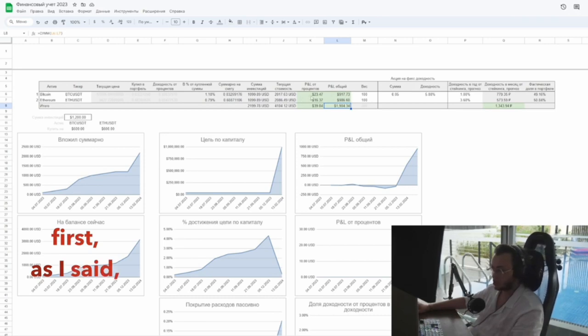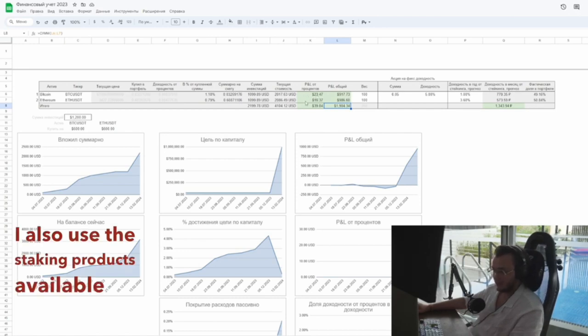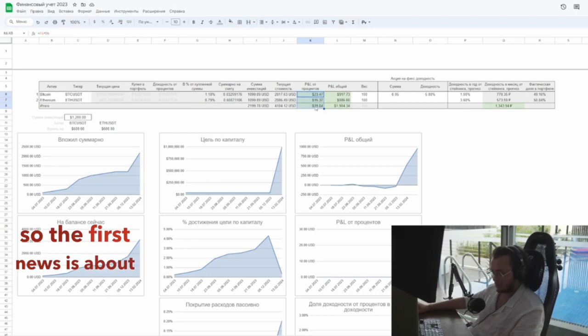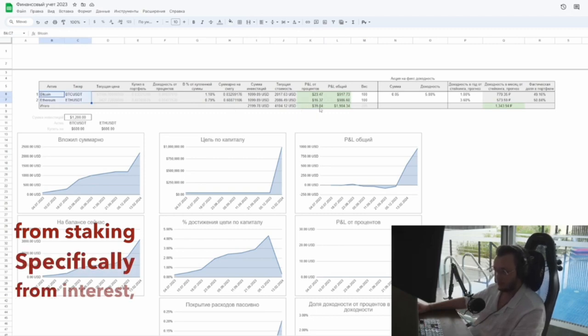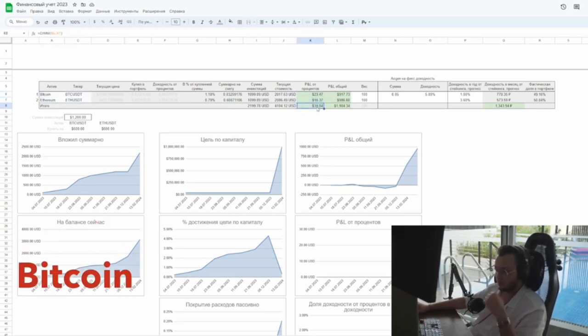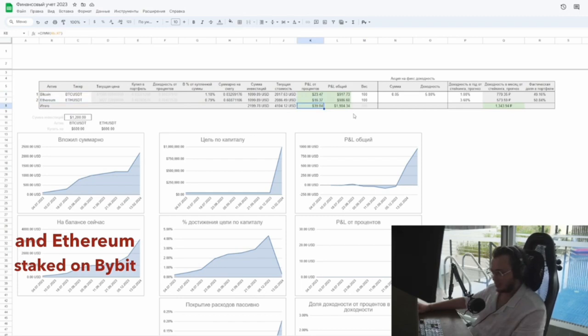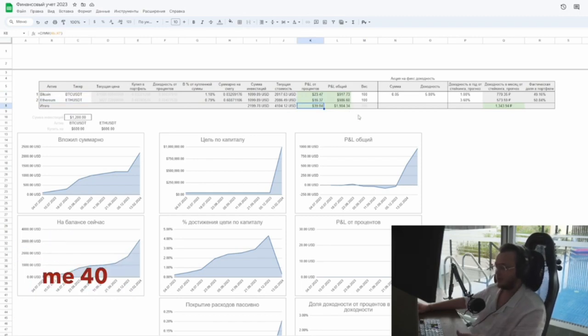First, as I said, I switched to Binance. I recommend switching to Binance. I also use the staking products available on Bybit, so the first news is about staking. I have gotten the first results. I earned $40 from staking, specifically from interest. Take into account I have both Bitcoin and Ethereum staked on Bybit. These staked currencies brought me $40.